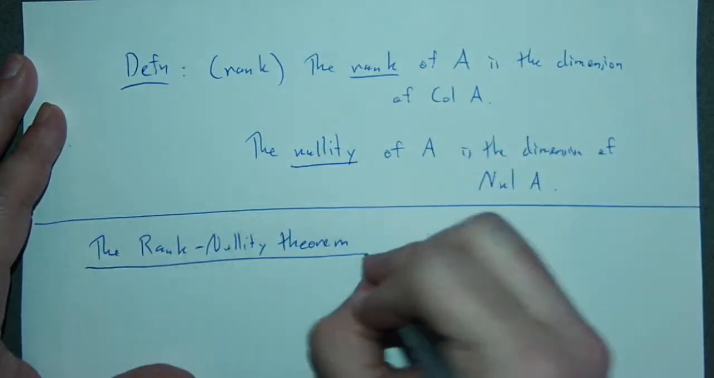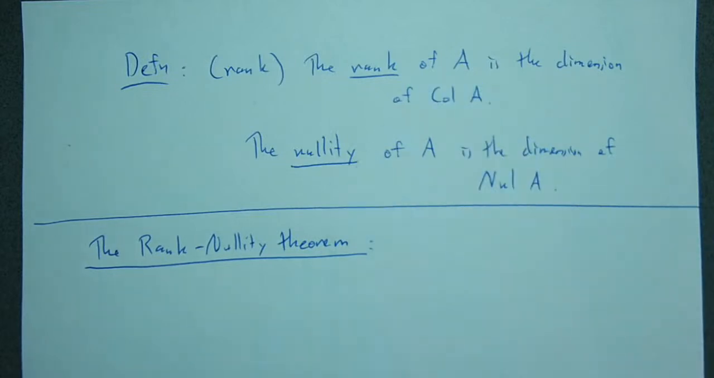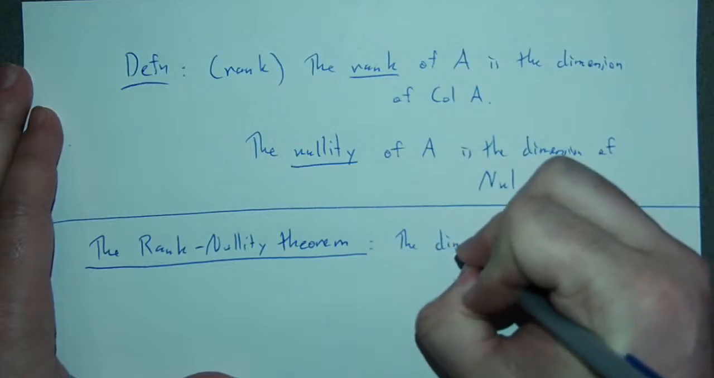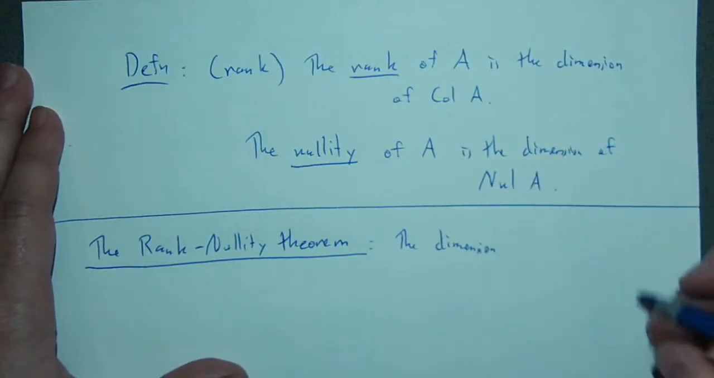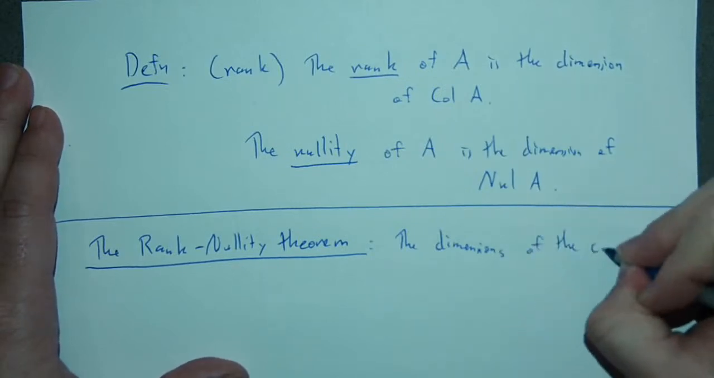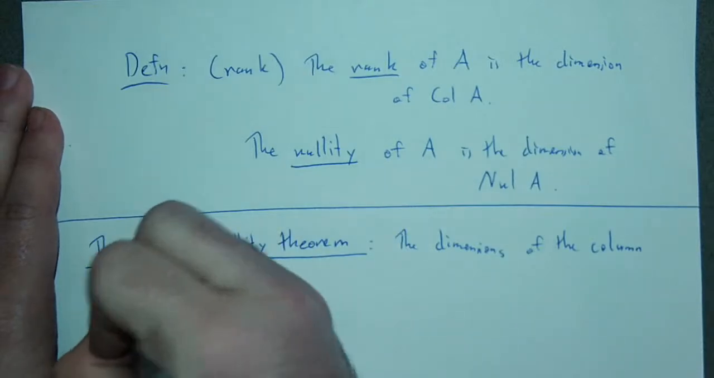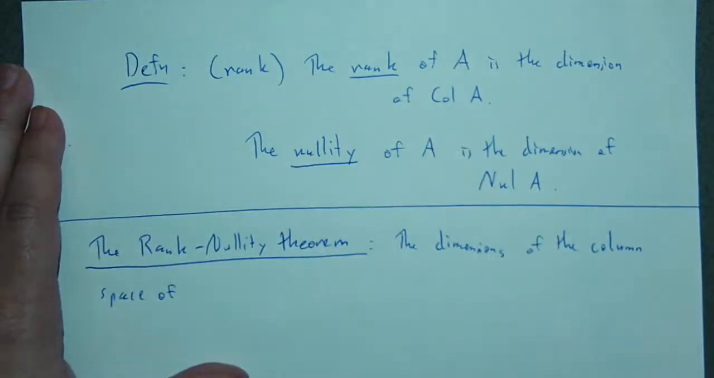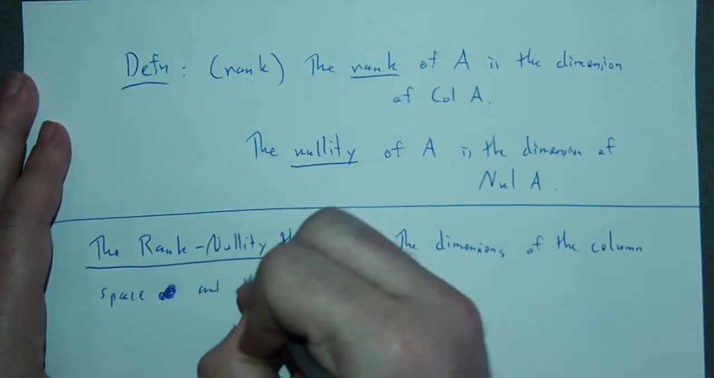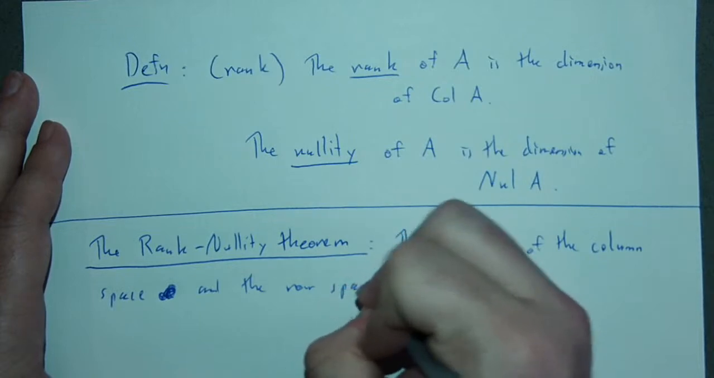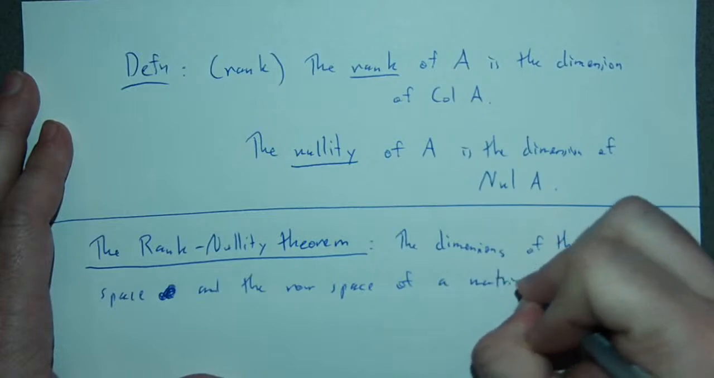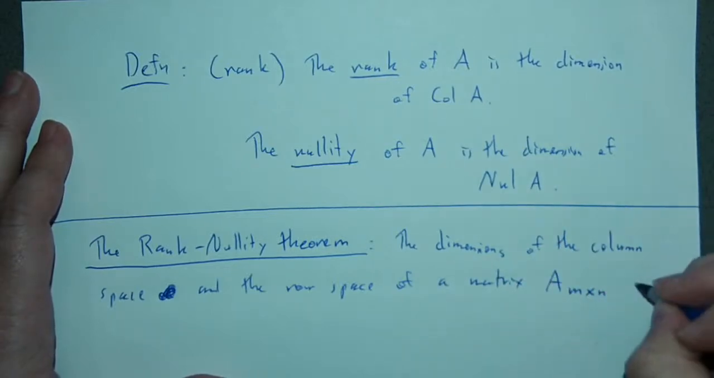And also it tells you exactly what it involves. It involves rank and nullity. Okay, so what the rank nullity theorem says is the dimensions of the column space and the row space of a matrix A, that's an m by n matrix, are equal.